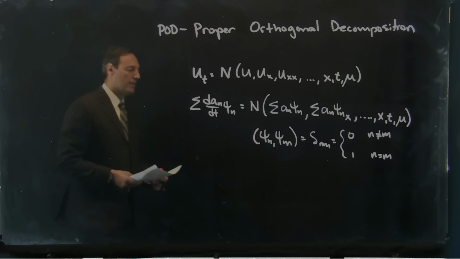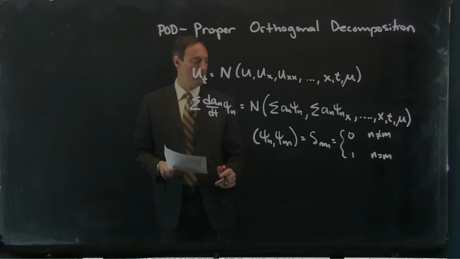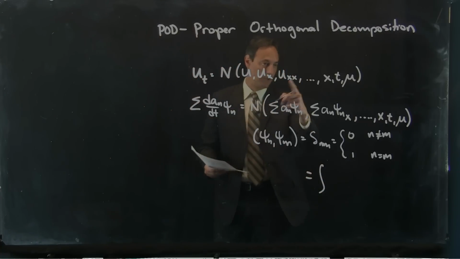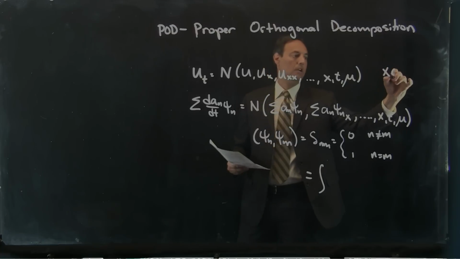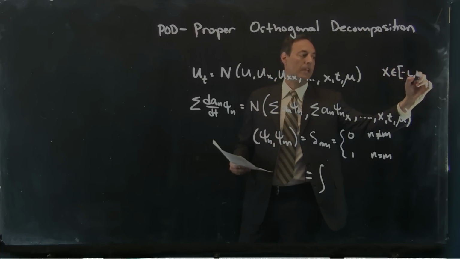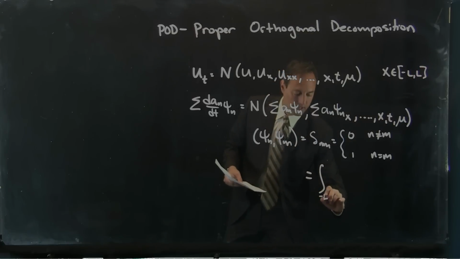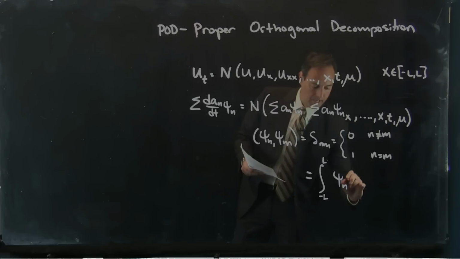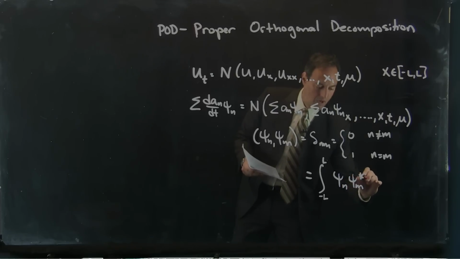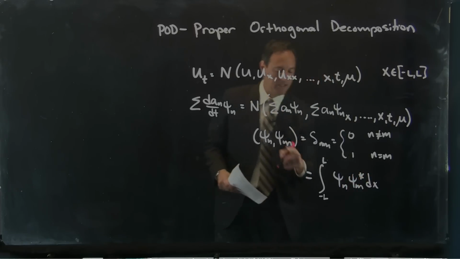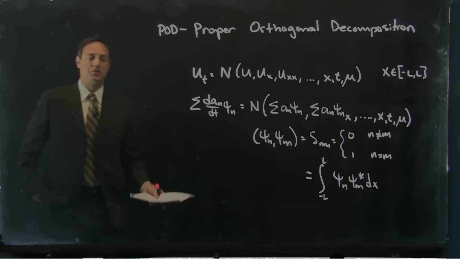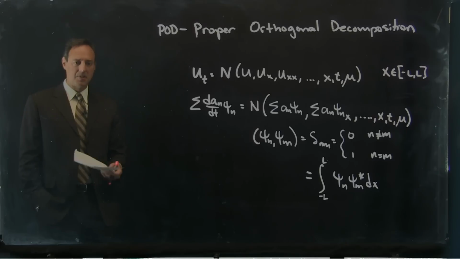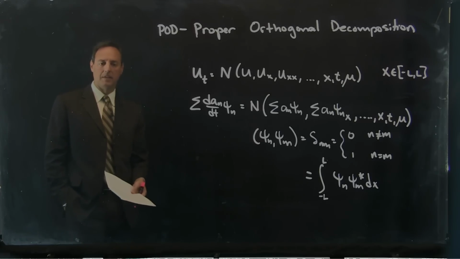Okay? And by the way, this is the inner product between two of these functions, which is defined as, if you're living on a finite domain here, from negative L to L, what it would mean is if I integrate from negative L to L, psi n times psi m star dx. That is the definition. And the star represents complex conjugation. So this is just a standard inner product space.